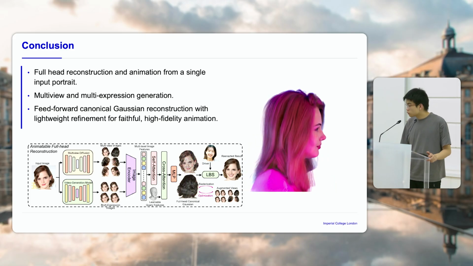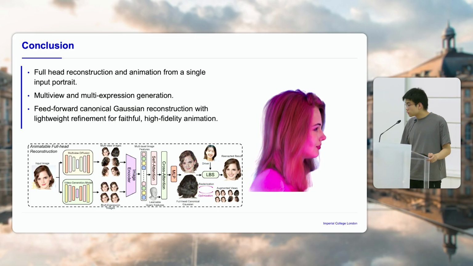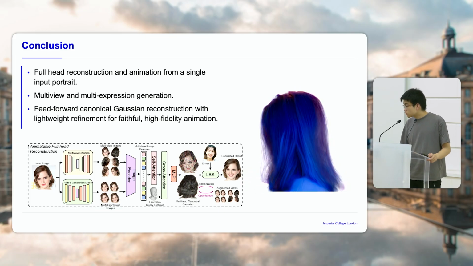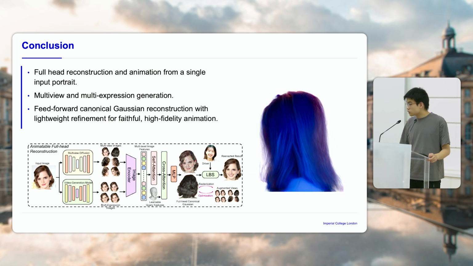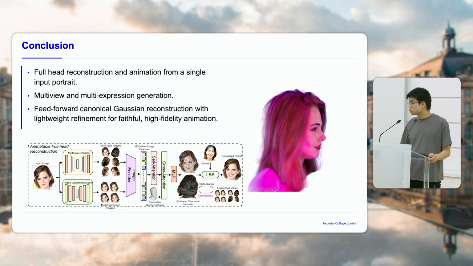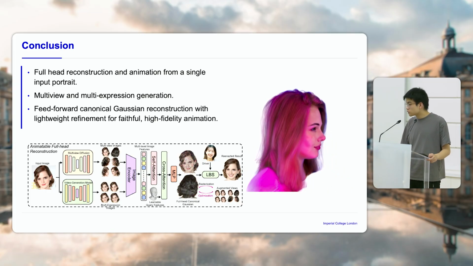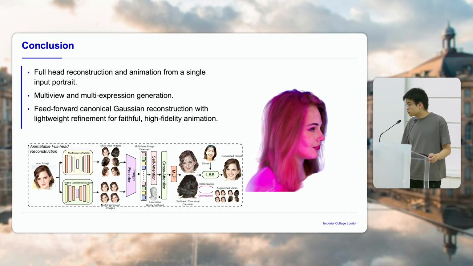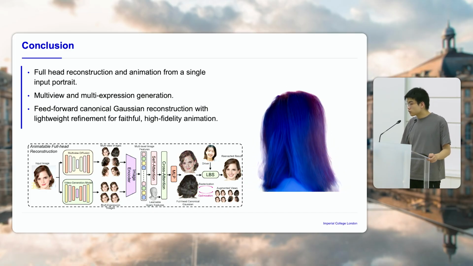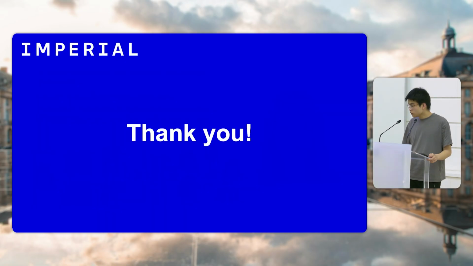To conclude, we propose a full head reconstruction and animation pipeline from a single image. By generating multi-view and multi-expression observations, it provides richer information for feed-forward canonical Gaussian reconstruction. And with a lightweight refinement stage, VivaHead enables more faithful, high-fidelity animation while improving full head completeness and identity preservation. Thank you all, and I really appreciate your time.